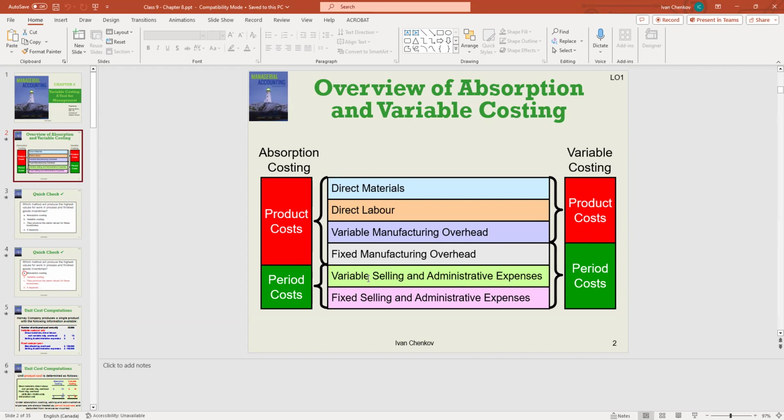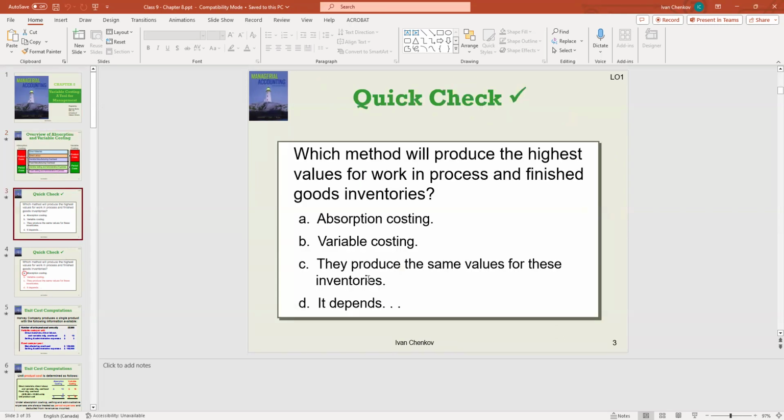So for that reason, which system is going to create more expensive product? What do you think? The absorption cost. Why? Because it's going to take that fixed manufacturing overhead into the cost of the product, whereas in the variable cost, that fixed overhead is going to be out of the cost of the product. So that brings us to the question, which method will produce the highest value of the work in process and finished goods inventory?